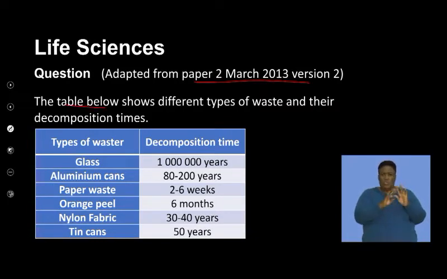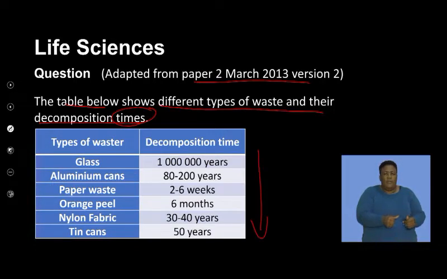So the table below shows the different types of waste and the decomposition times, so the time it takes to be broken down. And this is significantly alarming when we look at it in terms of the way we dispose of these waste products. So the types of waste: glass, aluminium, paper, orange peels, nylon fabric, and tin cans. And if you look at them, you will see that glass takes approximately 1 million years to be decomposed. Aluminium cans take between 80 to 200 years to decompose.